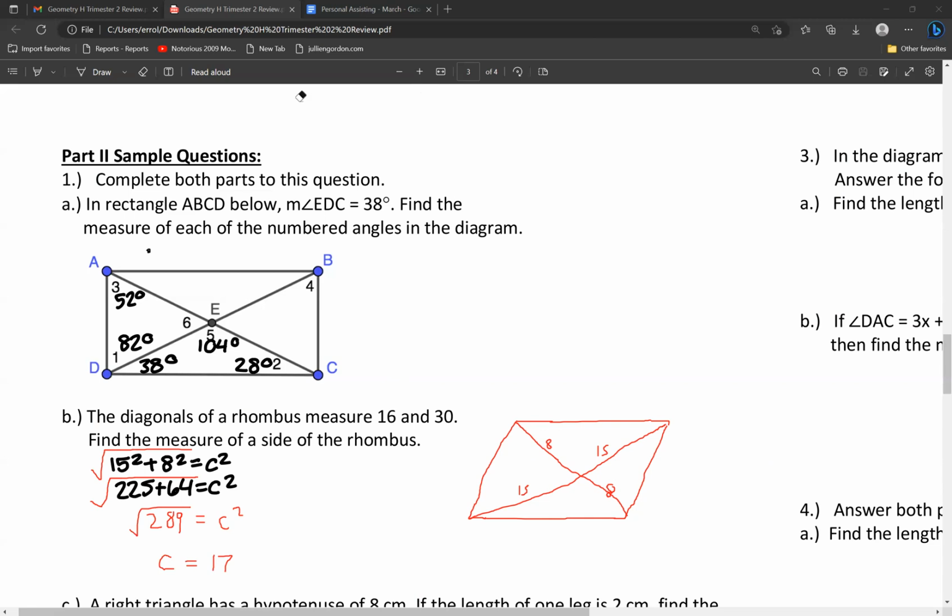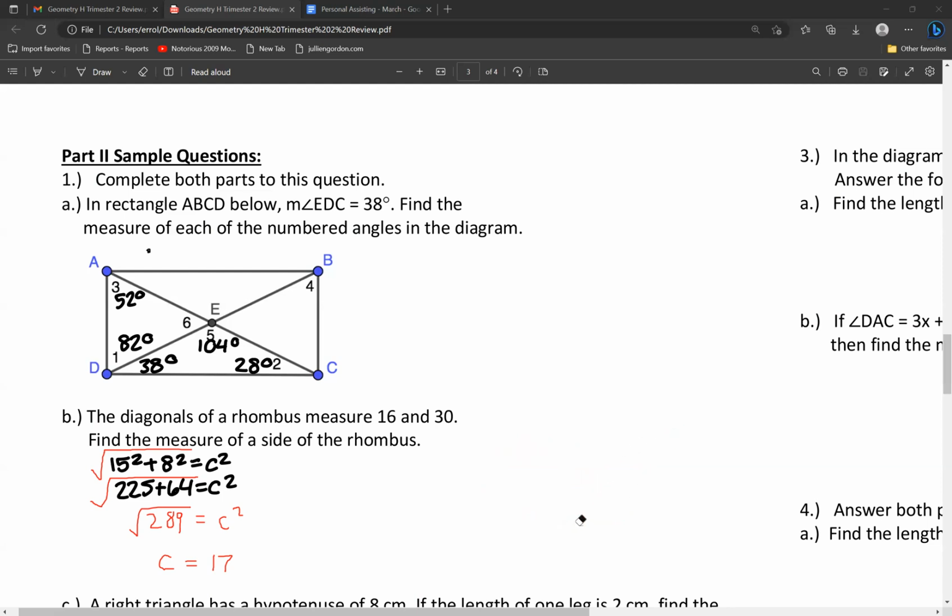And we know that this length equals this length, and this length equals this length. Find the measure of a side of the rhombus. So 17. Okay. That's B. Yeah, you're good on B. Just finish it off. You're doing pretty good. Just keep going. Okay.